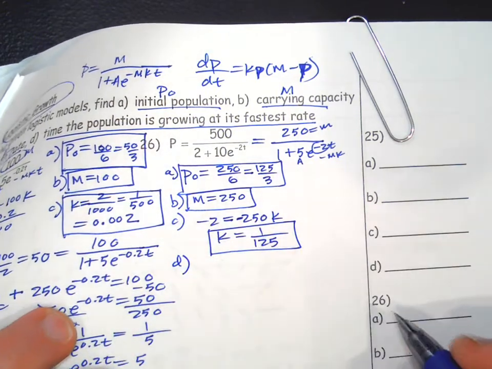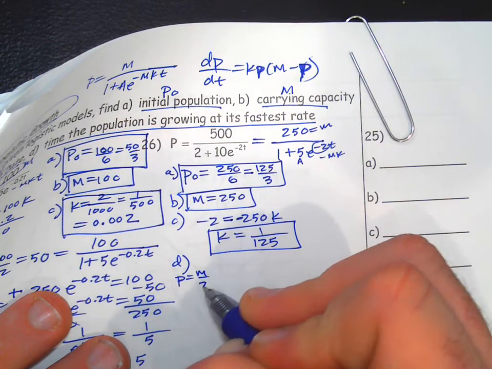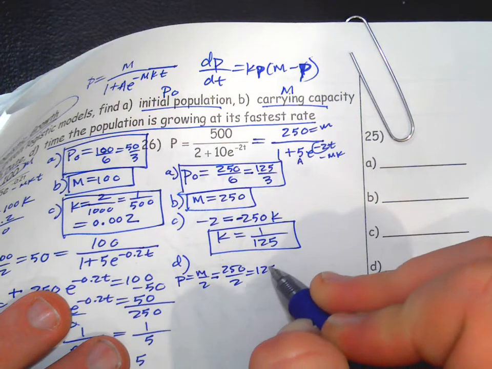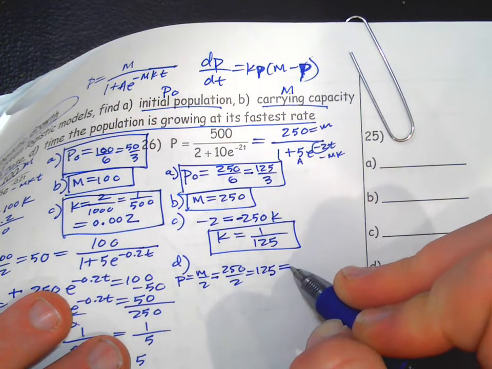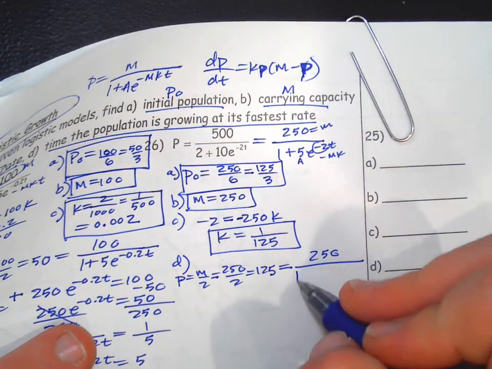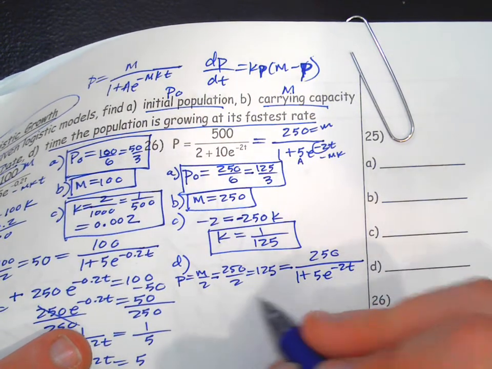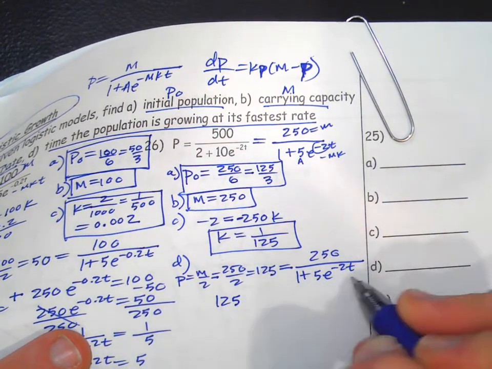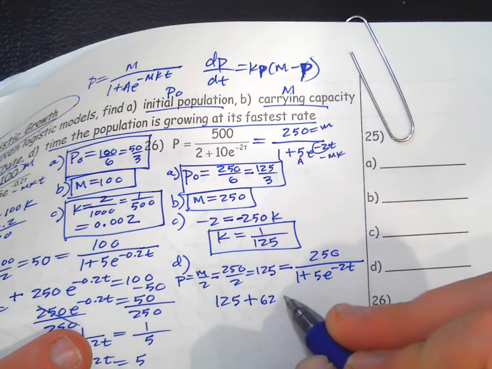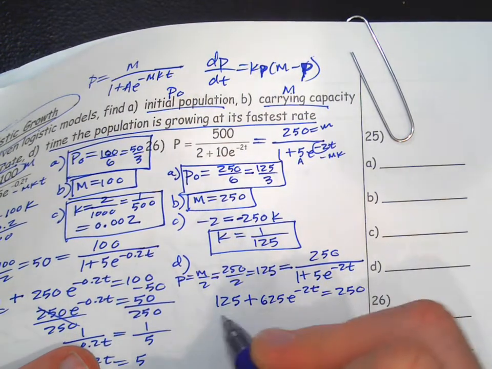Okay, D, fastest rate of growth, we're going to set the population equal to half the carrying capacity. So that's going to be 250 over 2 is 125 equals our expression 250 over 1 plus 5 e to the negative 2t. So now I'm going to multiply this over the other side. 625 e to the negative 2t. Subtract 125.